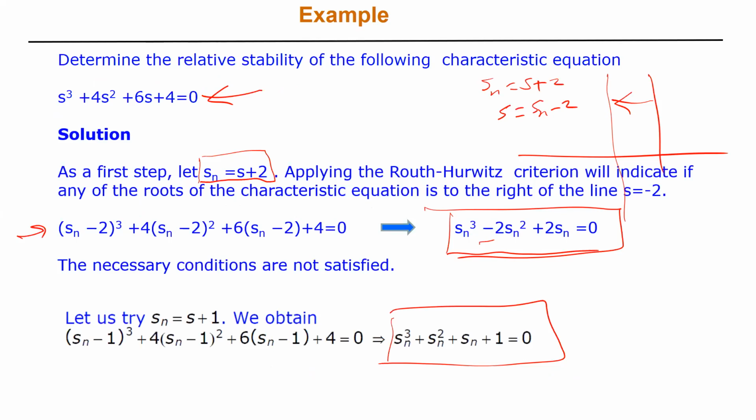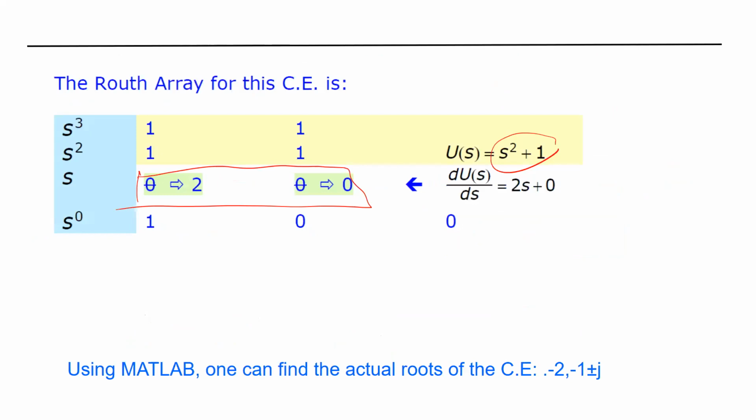So let me try a different one. Let me try 1. By trying 1, this is the new characteristic equation. Do the Routh-Hurwitz. This is what I'm saying. And this is the Routh-Hurwitz test for you. Clearly, the system is either stable or at least marginally stable.